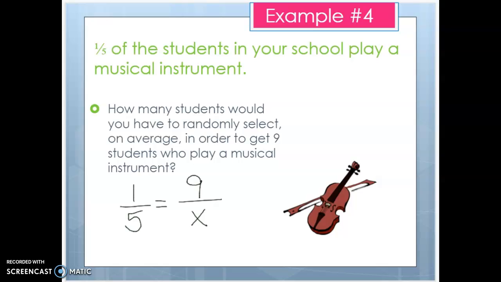Okay, I'm still going to solve it the same way. I'm still going to cross multiply and divide. So 5 times 9, and then divide it by 1, so I don't even have to put that in my calculator. So that means we're going to have about 45 students.